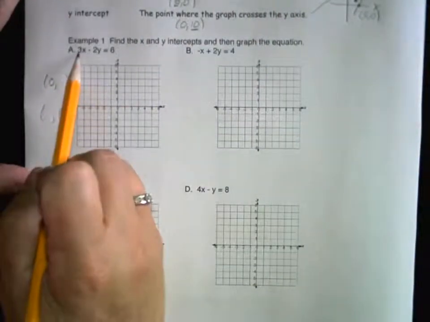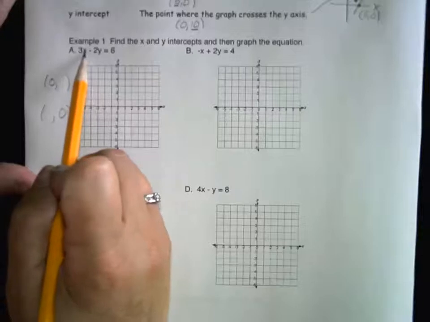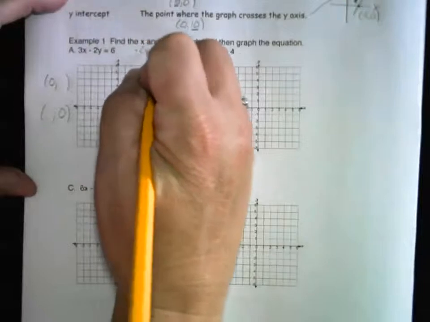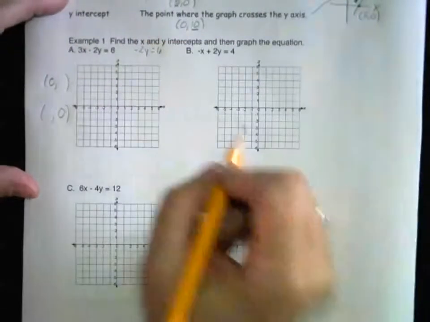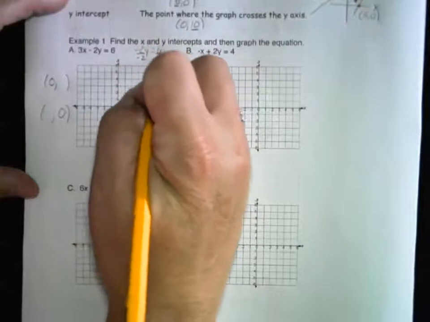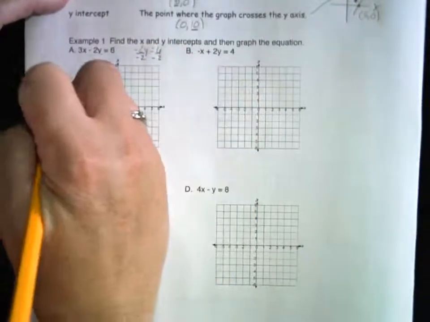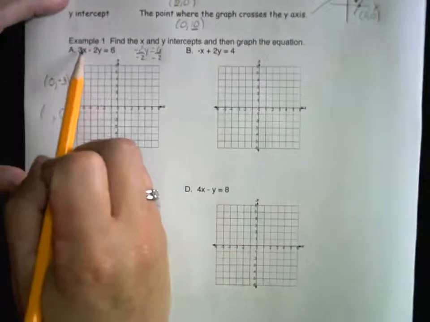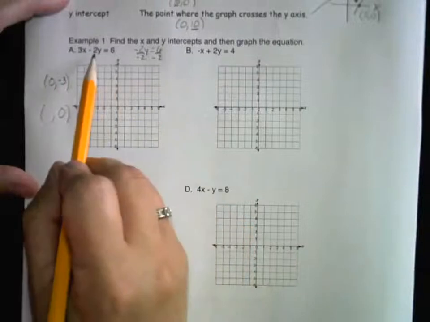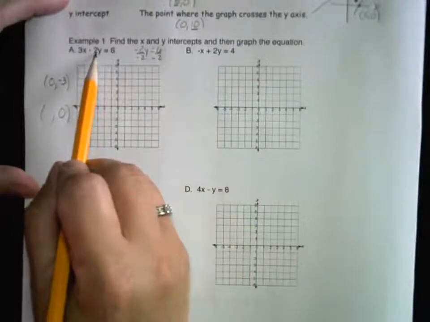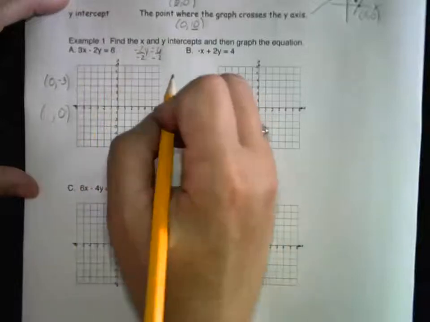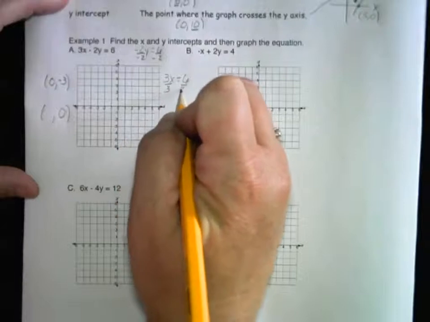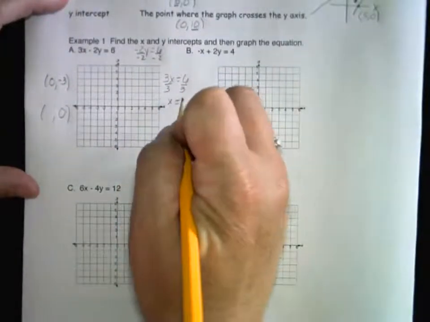Well, if the x is 0, 3 times 0 equals 0, so that basically cancels out, and you have negative 2y equals 6. If you divide both sides by negative 2, 6 divided by negative 2 is negative 3. So the x was 0, and this whole thing became 0. Now if the y is 0, negative 2 times 0 is 0, and you end up with 3x equals 6. When you divide both sides by 3, your x equals 2.